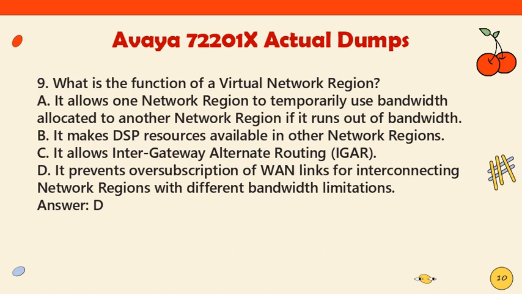9. What is the function of a virtual network region? A. It allows one network region to temporarily use bandwidth allocated to another network region if it runs out of bandwidth. B. It makes DSP resources available in other network regions. C. It allows inter-gateway alternate routing, IGAR. D. It prevents oversubscription of WAN links for interconnecting network regions with different bandwidth limitations. Answer. D.